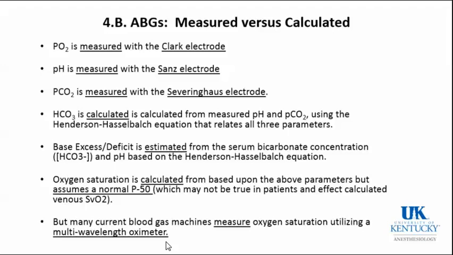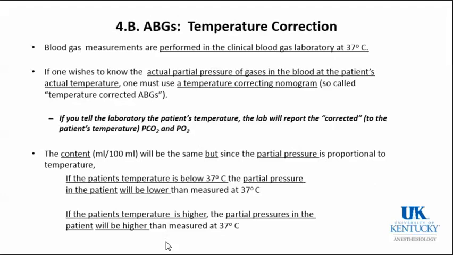Having said that, if you want to know the true saturation, you have to ask for a saturation measured with a multi-wavelength oximeter. It turns out that modern blood gas machines, inside the machine, besides these other electrodes, have a multi-wavelength oximeter that actually measures saturation. So if you send a blood gas in our lab, when it comes back, where it says saturation, it says measured. And that is actually measured with a multi-wavelength monitor.